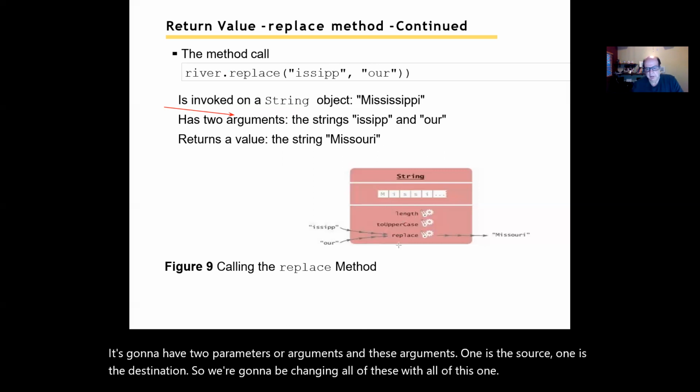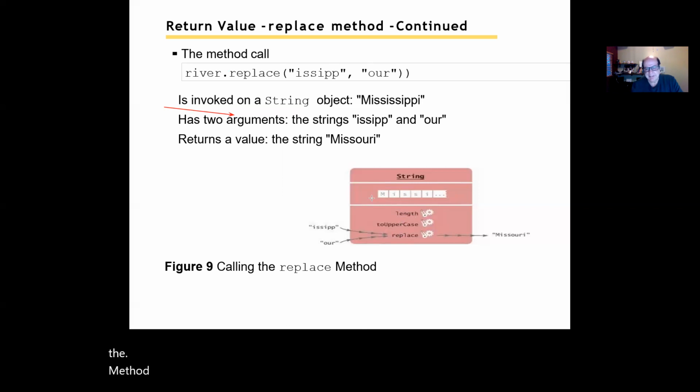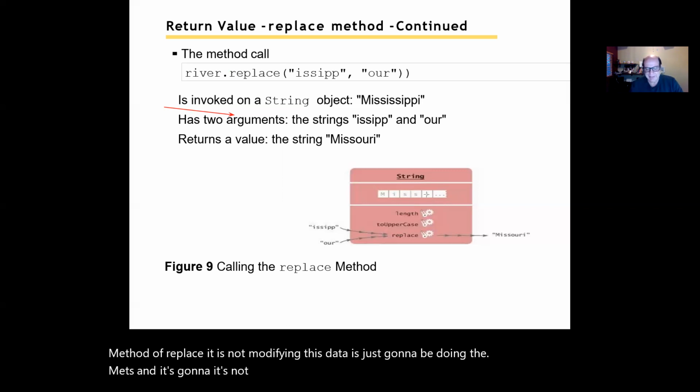And you can see that the methods are executed using the data of the object. The replace method is not modifying this data. It's just going to be doing the work, and it's not going to modify the data. It's going to create a new object, and it's going to return the object. All right, let's move on.